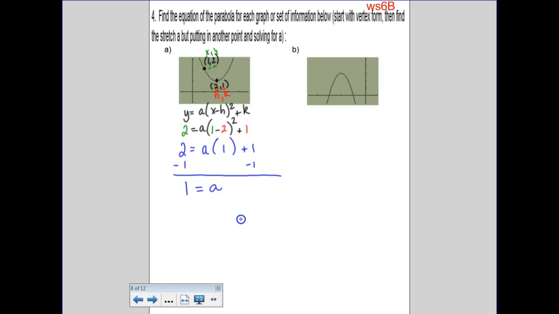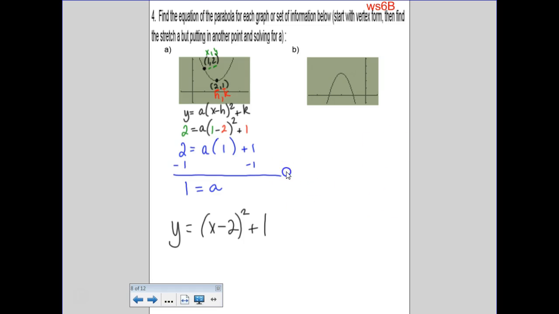You had H and K, but now we know A. So your final answer is, go back to variables for Y and X. Y equals, you can put a 1 if you want, but then it's X minus H, so X minus 2 squared plus K, which is 1. So that green clue at the beginning, that random ordered pair they gave you, you're just using that to find A, and then once you get that out of the way, you just throw that point away. You don't need it anymore.